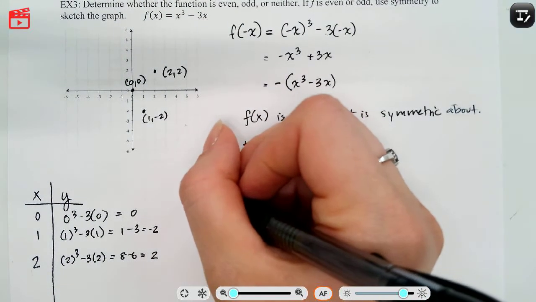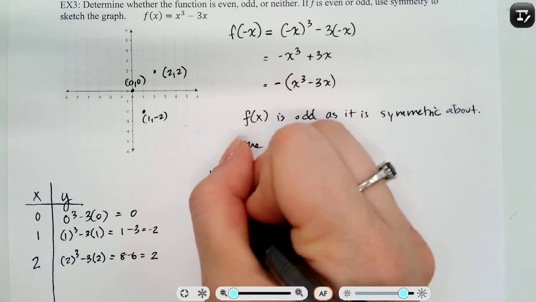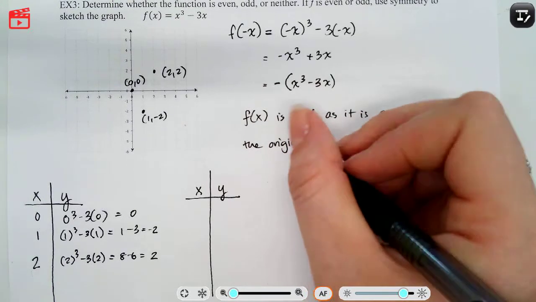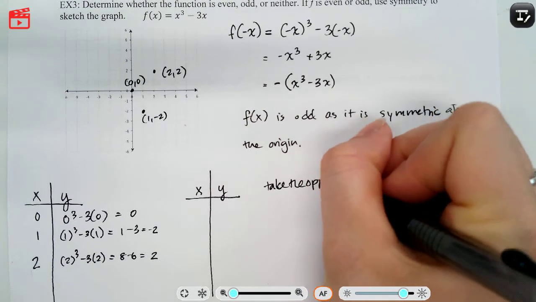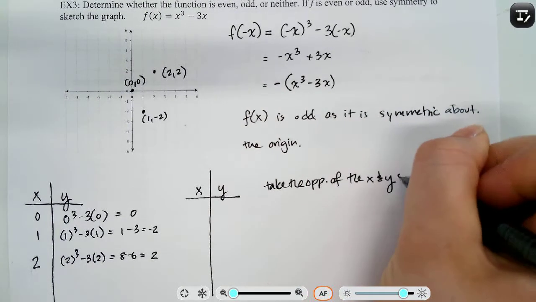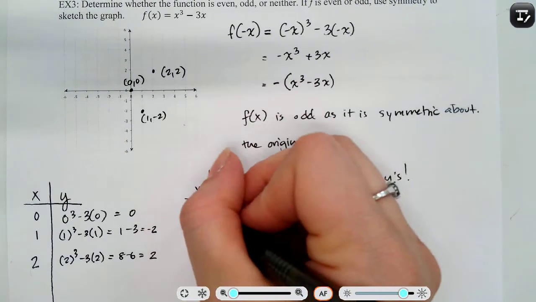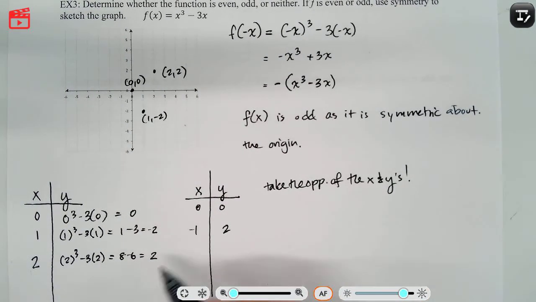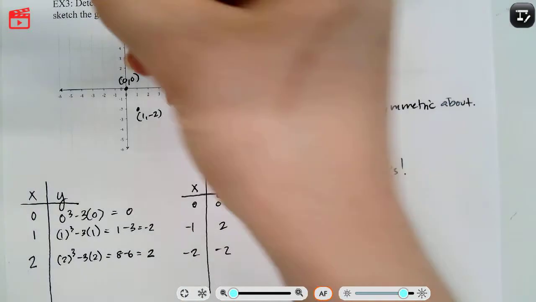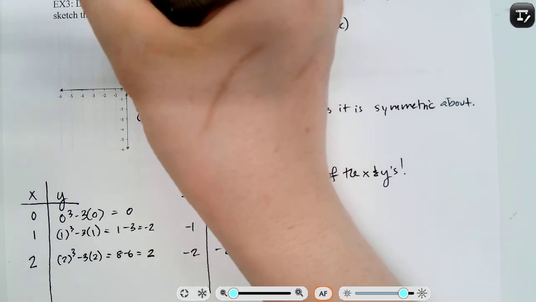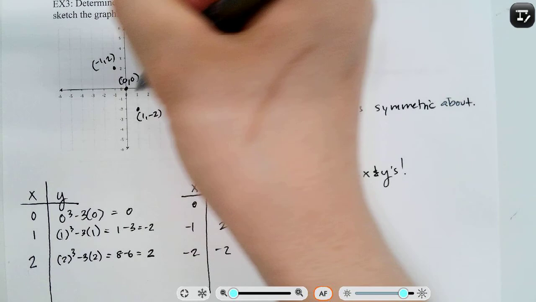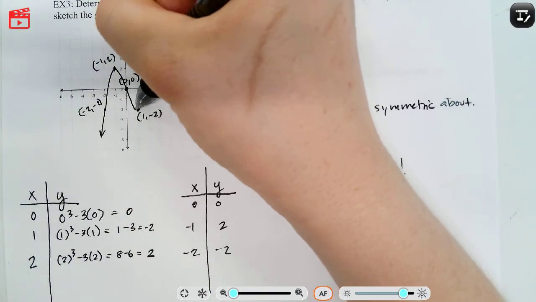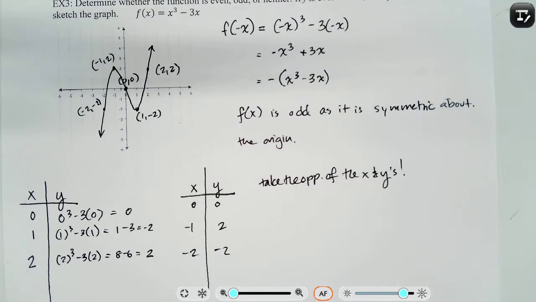All right, so the next one. Using the fact that it's symmetric about the origin, what I know is that I can just take the opposites of the x and y. So opposite of 0, 0 is still going to be 0, 0. But opposite of 1, negative 2 is going to be negative 1, positive 2. And the opposite of 2, 2 is going to be negative 2, negative 2. So plotting those points, we have negative 1, 2, and then negative 2, negative 2. And there is our graph, which is symmetric about the origin and odd.